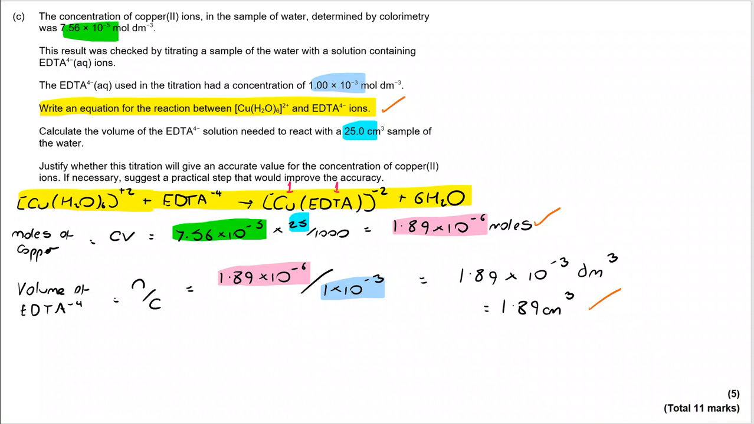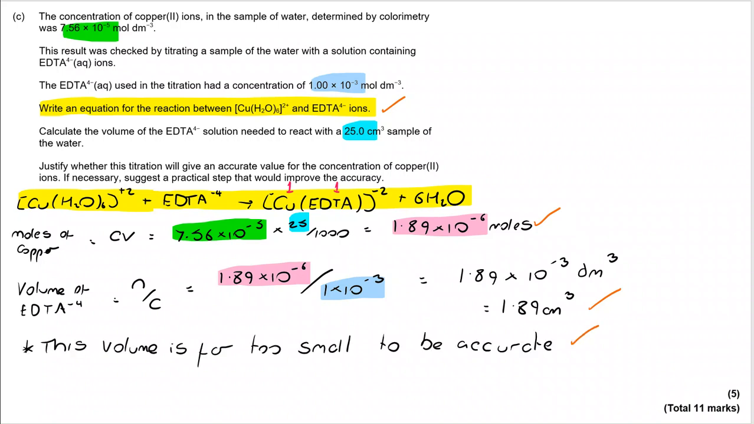So now we've got this final bit. Would that give an accurate value for the concentration of copper 2 ions? The answer is no. The volume is far too small to be accurate. It means that if you made any error, the percentage error on it would be absolutely huge. If you think about any titration, it tends to be somewhere in the region of 25 cm cubed added. Sometimes a little more, sometimes a little less. But that would be a good benchmark figure to aim for.